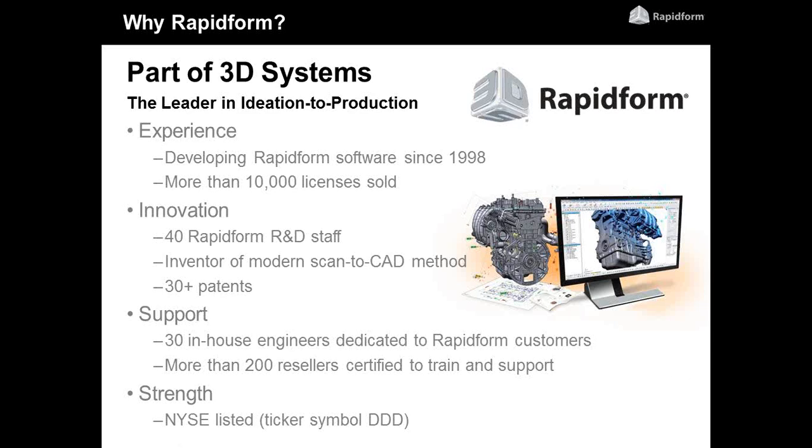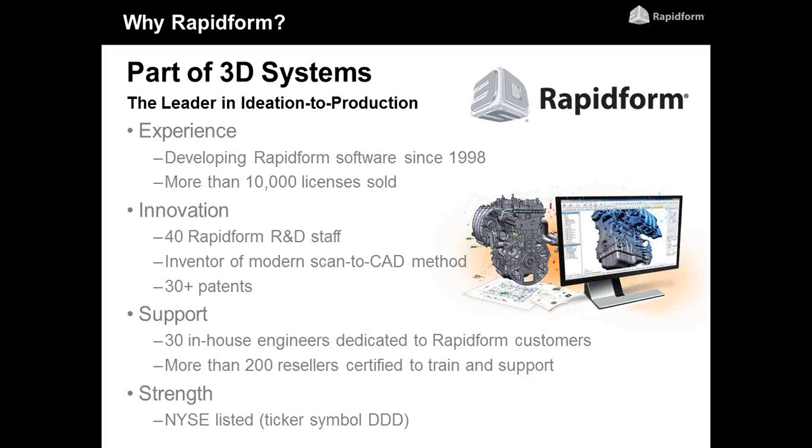Now, you've probably already heard that Rapidform is now part of the 3D Systems family. 3D Systems, of course, is the leader of 3D printing and materials and services, and we're now part of that family. Specifically, Rapidform is now 3DS Rapidform, but we still have the same ideas, innovation, and experience that you expected from us before. We've been developing the software since 1998, and we have more than 10,000 licenses sold. So we definitely know what we're doing.